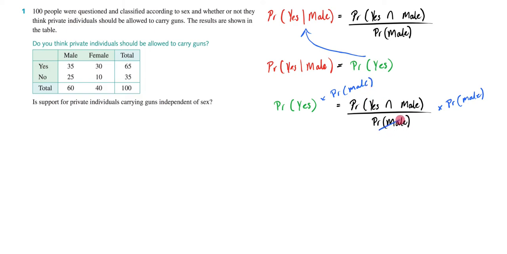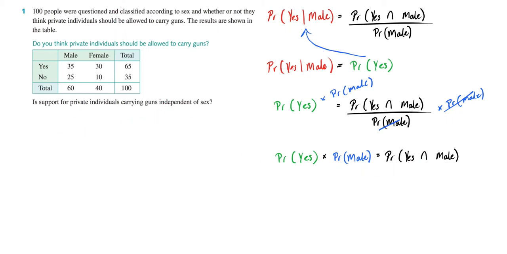Having done that, this and this are going to go away, which means I'm now going to get this statement: the probability of them saying yes times the probability of them being male is going to be equal to the probability of yes intersection with male. So if my events are independent, so if someone's support for carrying guns is independent of sex, this statement right here should be true. We haven't even answered the question yet. This is all just background information. We're going to determine whether this statement is true, and that's going to give us the answer to our question.